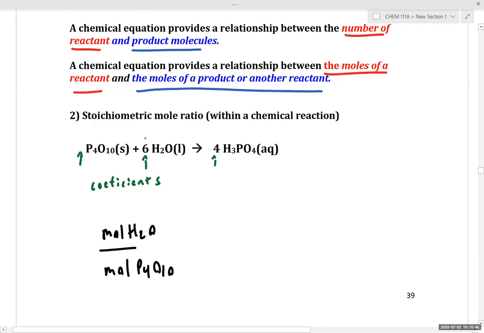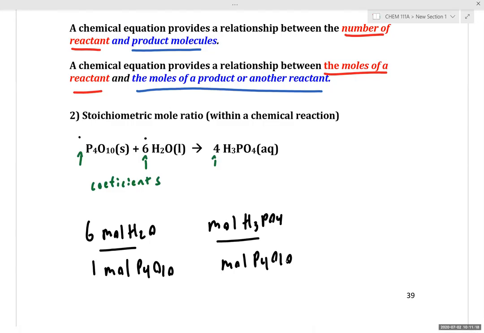So what's the mole ratio of water to P4O10? 6 to 1, exactly right. We have 6 moles of water per every 1 mole of P4O10. Okay, now let's look, what is our mole ratio of the moles of phosphoric acid per mole of P4O10? So how many moles of phosphoric acid do we make for how many moles of P4O10 that we consume? What's our mole-to-mole ratio? 4 to 1. Yep, exactly right, 4 to 1.